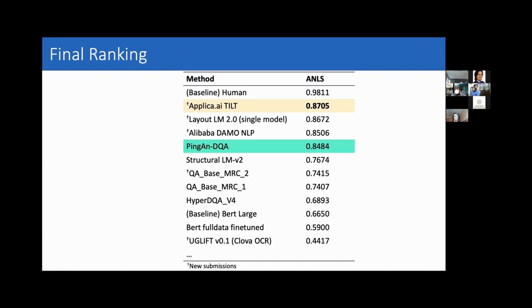This is the current ranking, where again Applica.ai are the same winners as the Infographics visual question answering winners. And just to realize, the previous winner was PingAn VQA in the previous edition. So the improvement is quite noticeable.